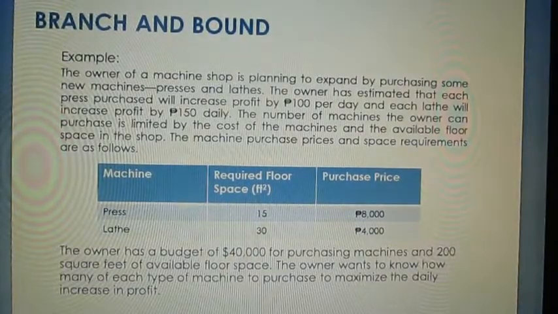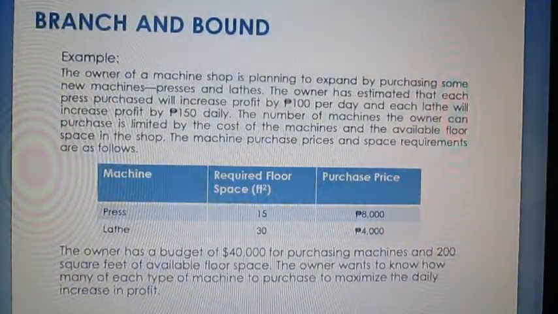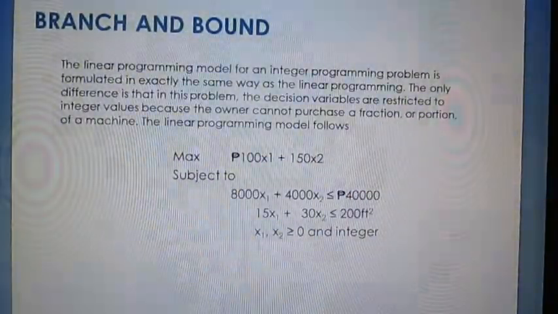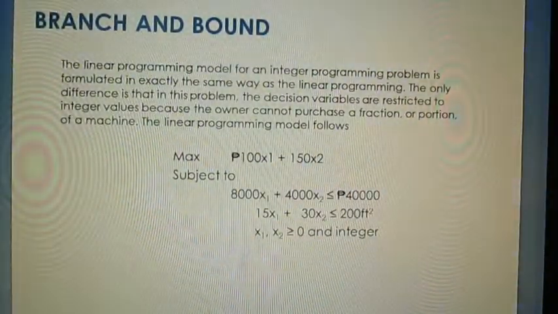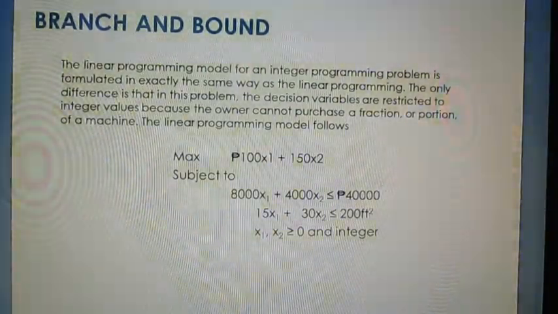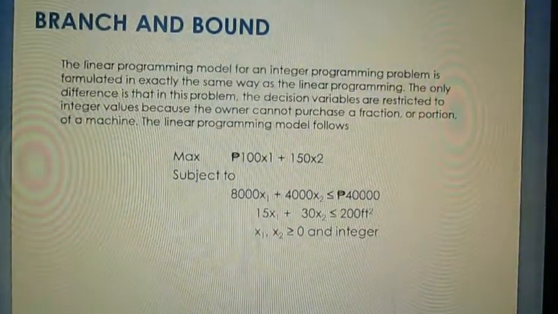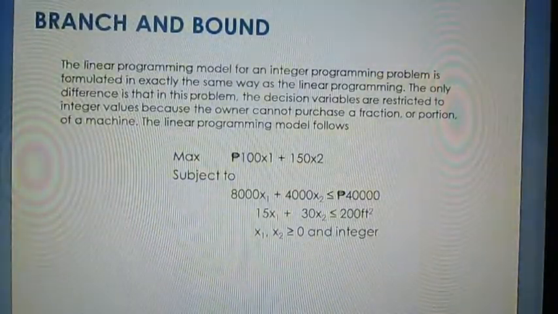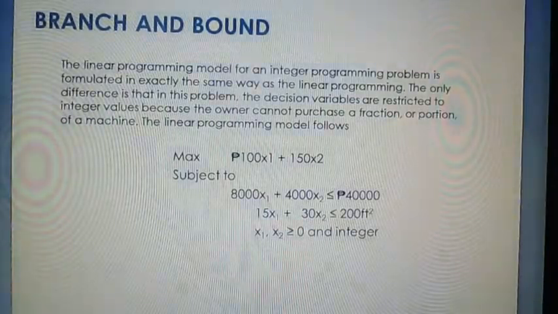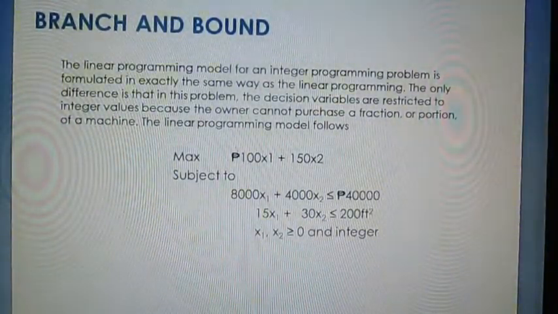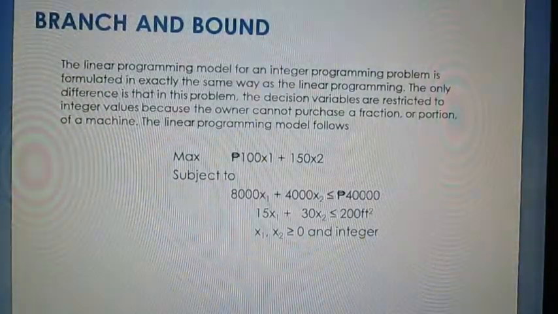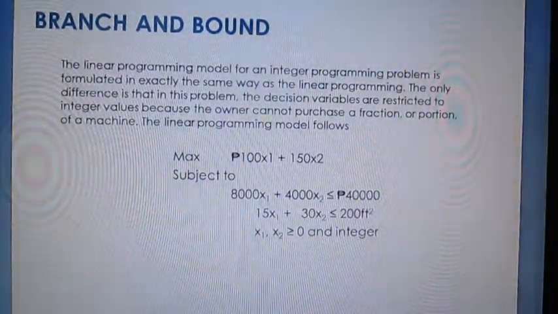The owner has a budget of 40,000 pesos for purchasing machines and 200 square feet of available floor space. The owner wants to know how many of each type of machine to purchase to maximize the daily increase in profit. The linear programming model for an integer programming problem is formulated in exactly the same way as the linear programming. The only difference is that in this problem, the decision variables are restricted to integer values because the owner cannot purchase a fraction or portion of a machine. The linear programming model follows.